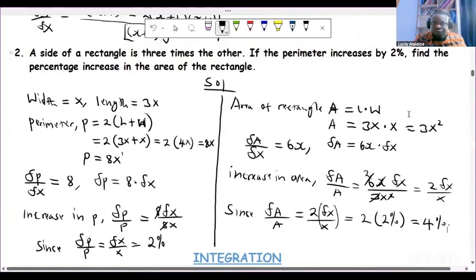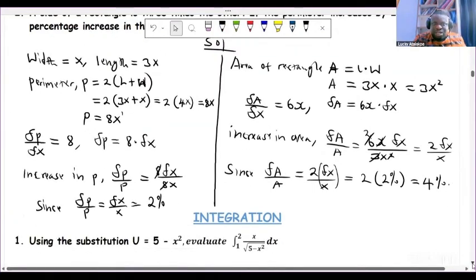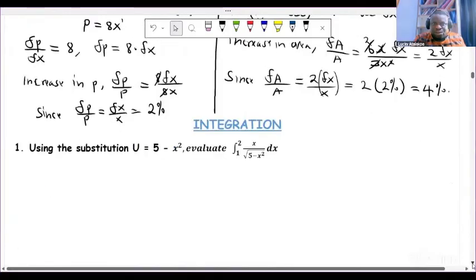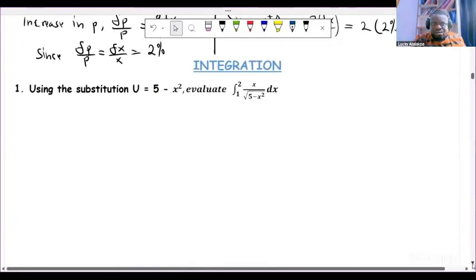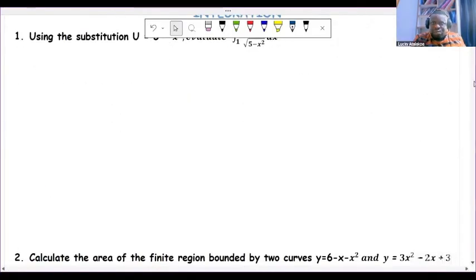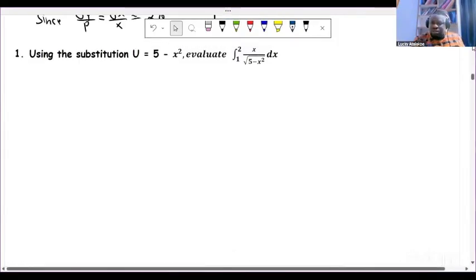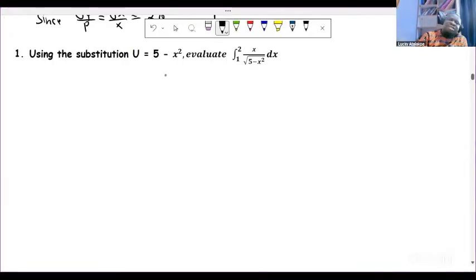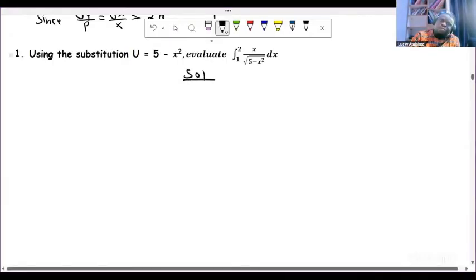So let's move on. Now let's move on to integration. I was not supposed to treat that activity, but I just have to treat it for the sake of those of us that may not understand.